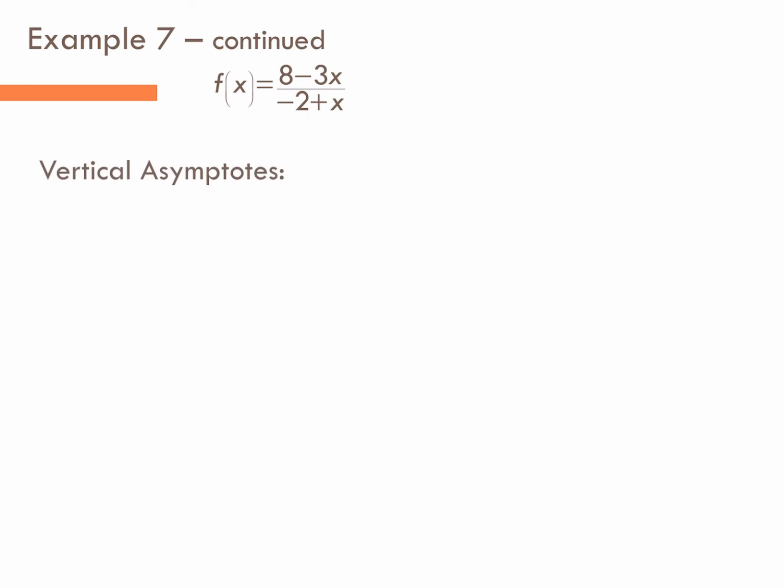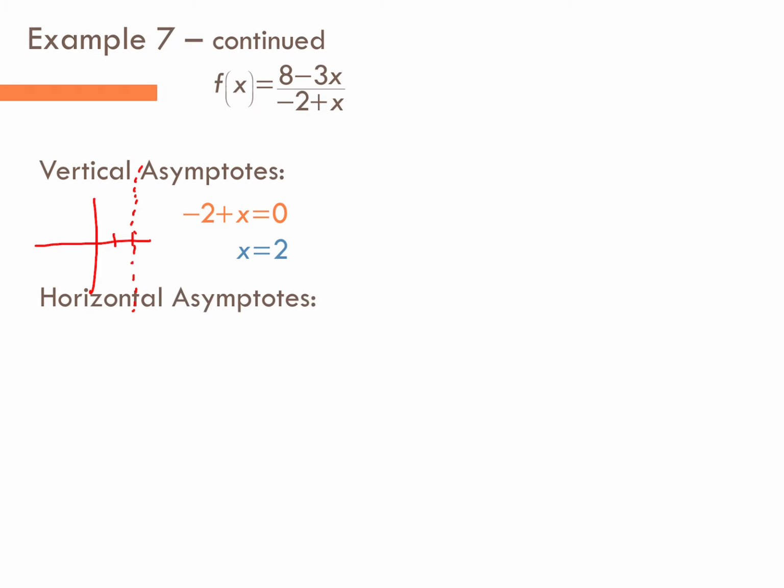And then next we want our vertical asymptotes. So for the vertical asymptotes, remember we set the denominator equal to 0. So I'm going to have -2 plus x equals 0. So x is going to equal 2. So what I would do right here at x equals 2, if you had your graph that you have right there, I'd go to where x equals 2 and I would draw in my dotted line because I know it's a vertical asymptote.